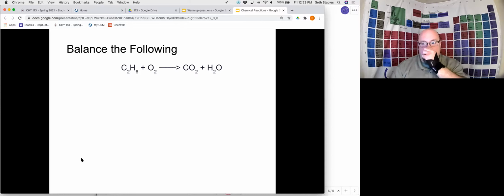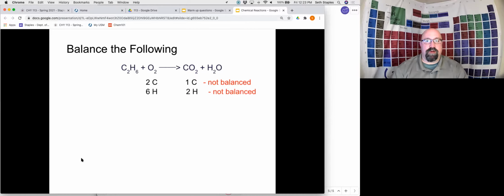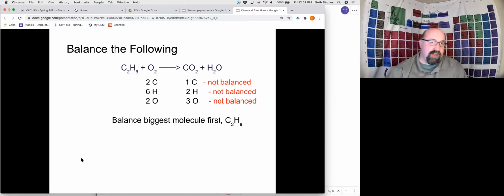This is just going through that again, looking at it in a slightly different way. And so we're going to run through it the same way that we did before. Doing our counting of each type of element, we see that things are not balanced. And so maybe in a slightly different approach, we're going to take care of our biggest molecule first, our C2H6. And so in order to fix that on each side, we're going to have 2 CO2s and 3 H2Os. And hopefully you can see where that would come from.